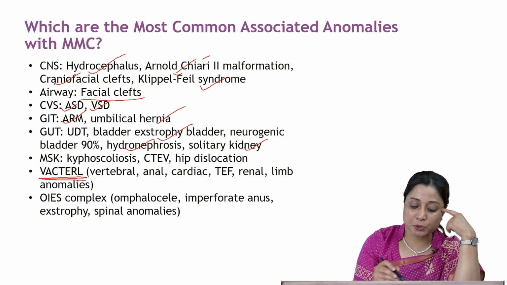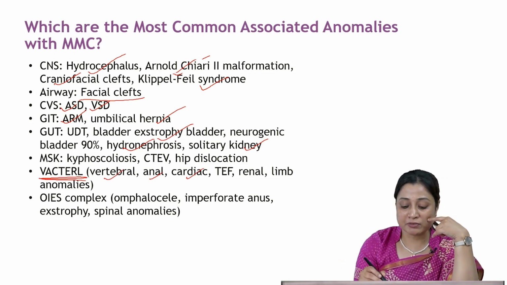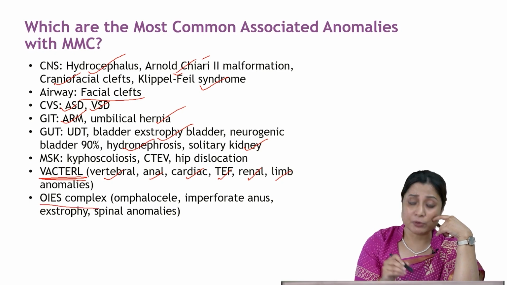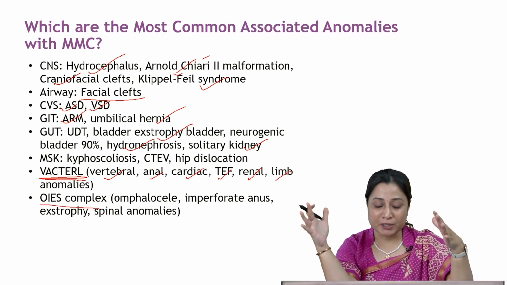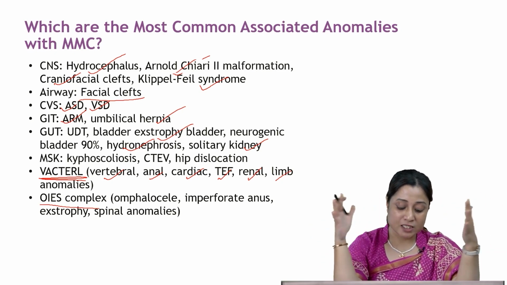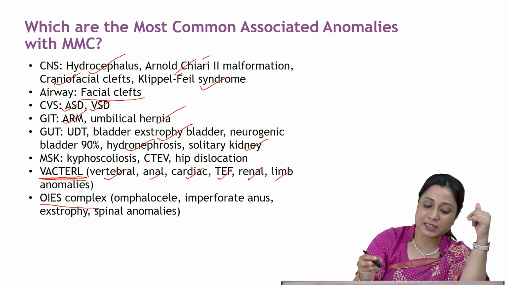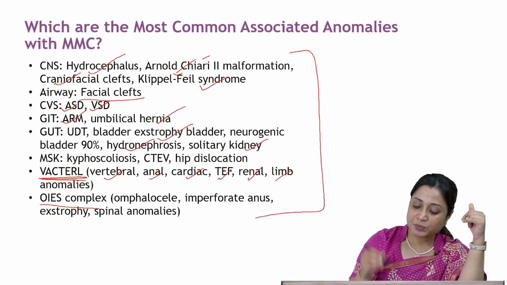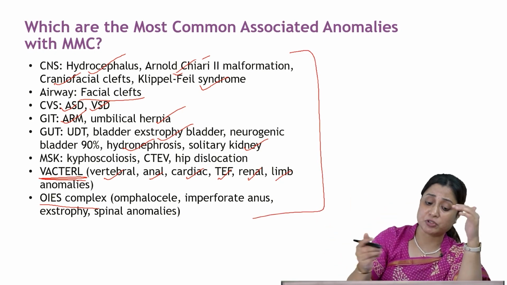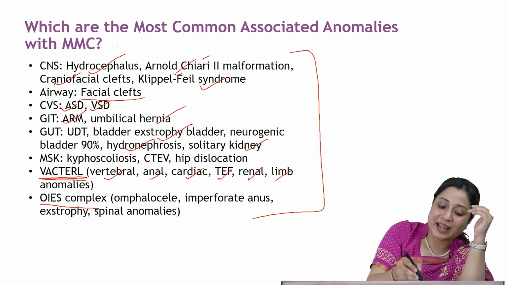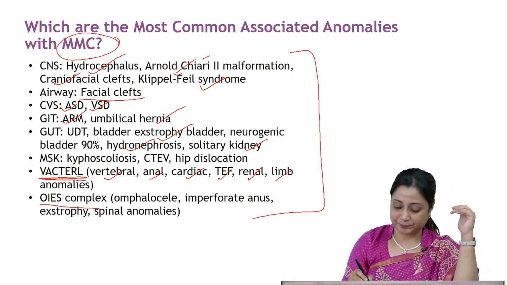VACTERL, a very important group wherein there is vertebral, anal, cardiac, tracheoesophageal defects, renal defects, limb anomalies. You can also think about OEIS complex, that is omphalocele, exstrophy, imperforate anus, spinal anomalies. So usually, if a child comes to you with these syndromes or conditions for some other form of surgery, you need to rule out MMC in them.